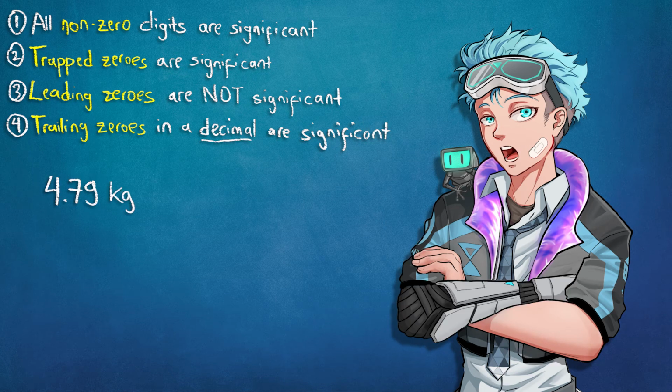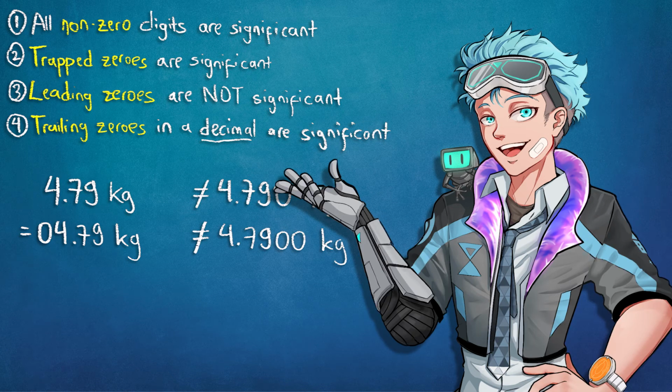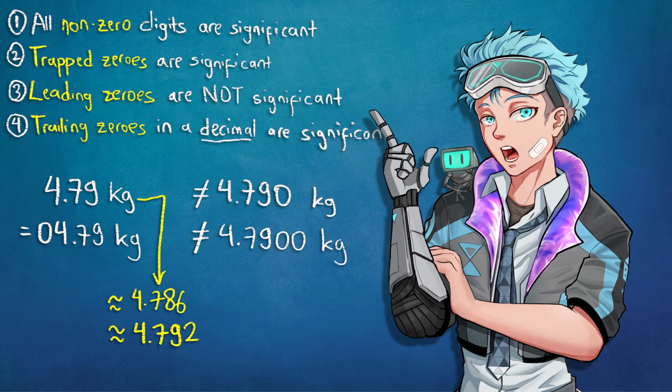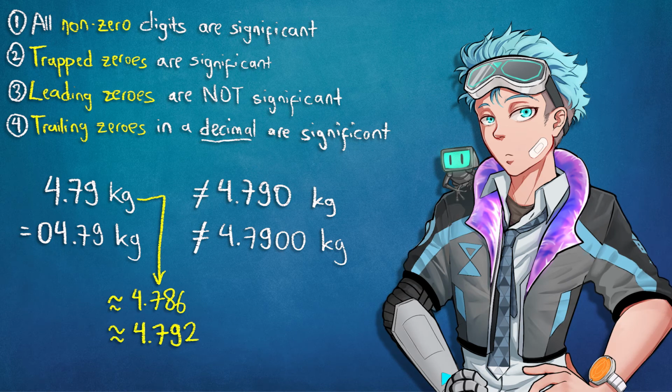Ribbit's mass of 4.79 kilograms is the same as 04.79 kilograms, but not the same as 4.790 or 4.7900 kilograms. This is because when I say 4.79 kilograms, it could be the result of a rounded 4.786 or 4.792 and not necessarily 4.790 or 4.7900. You are only allowed to do that if you are absolutely sure the digit following the 9 is a 0, in which case you'd be adding one significant number. Remember though, only in decimals.